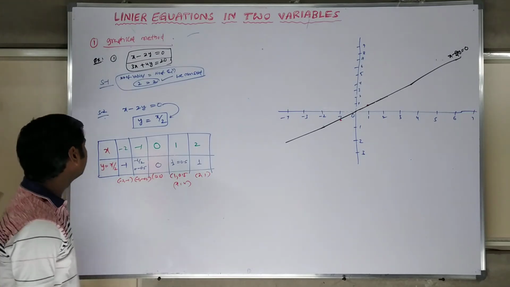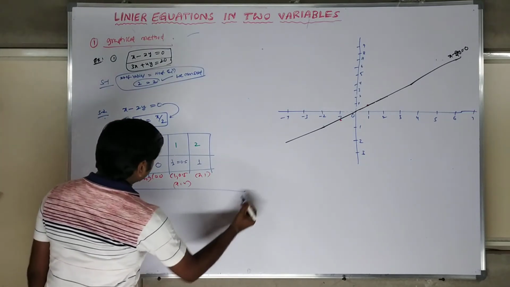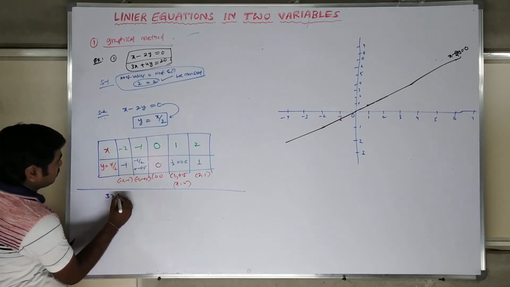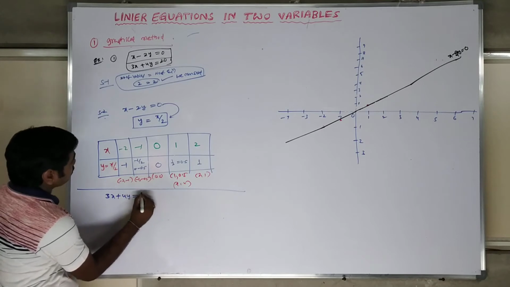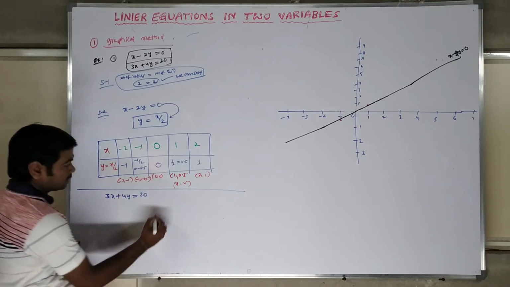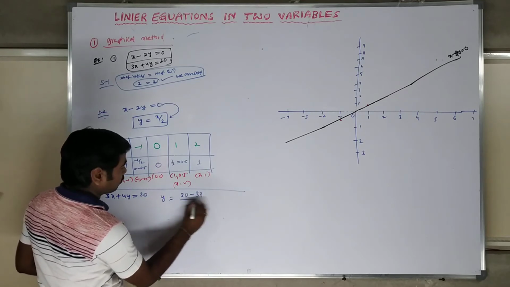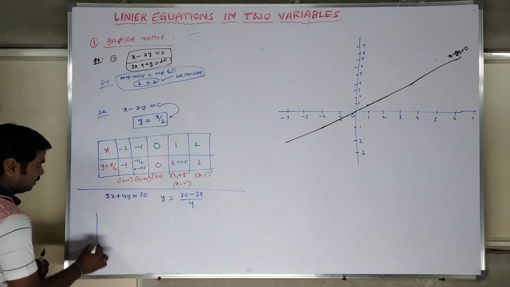First equation over. Go back to the second equation please. Same, second equation. What is the equation? 3x plus 4y is equal to 20. From this you can directly get y is equal to (20 minus 3x) by 4. Please fill your chart.